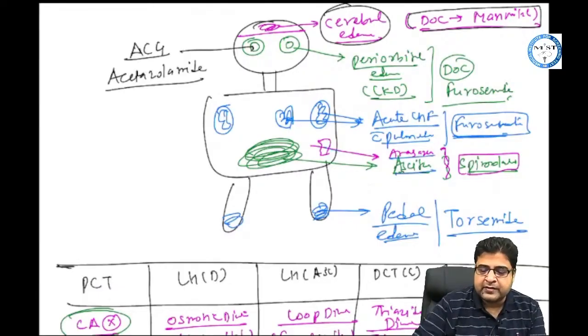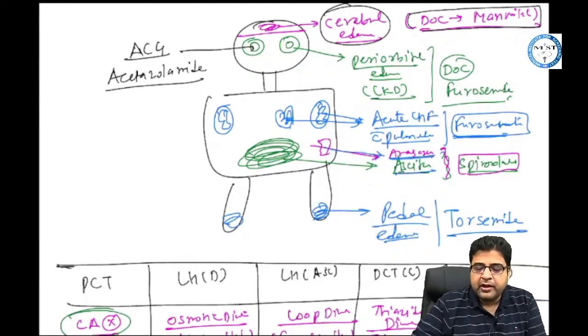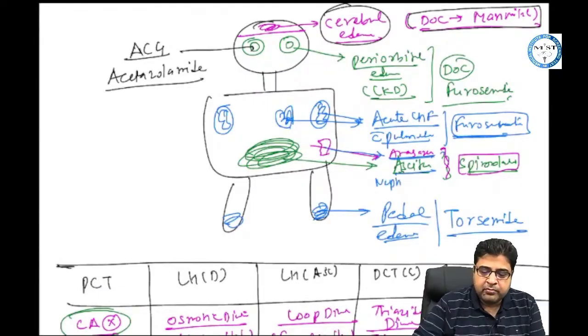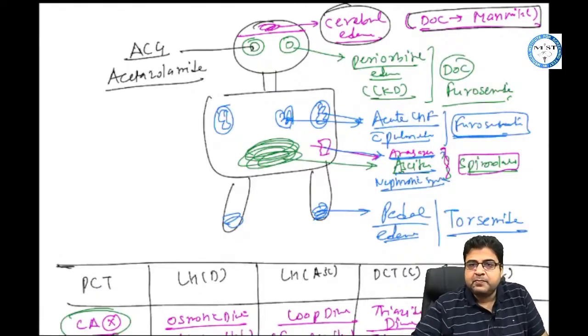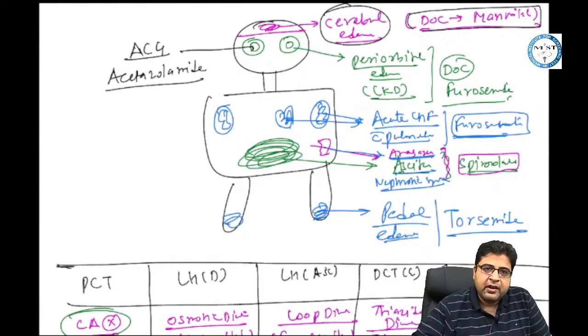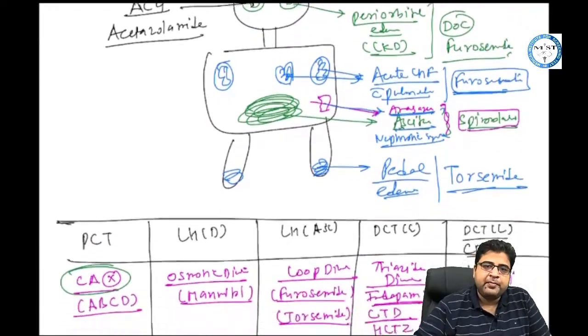Ascites and nephrotic syndrome edema: for edema due to nephrotic syndrome and ascites, spironolactone is the drug of choice. And for pedal edema, we prefer to use torsemide.